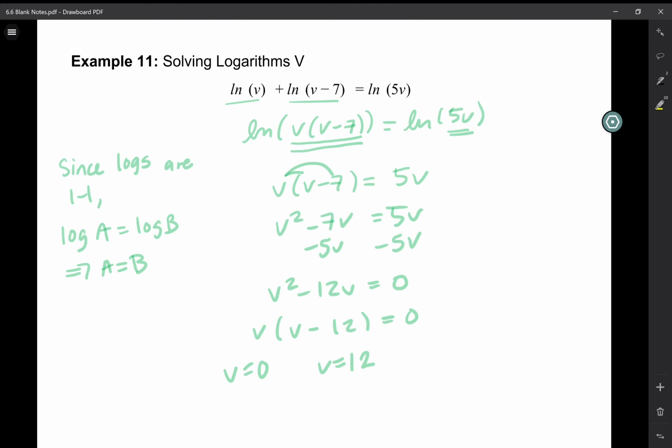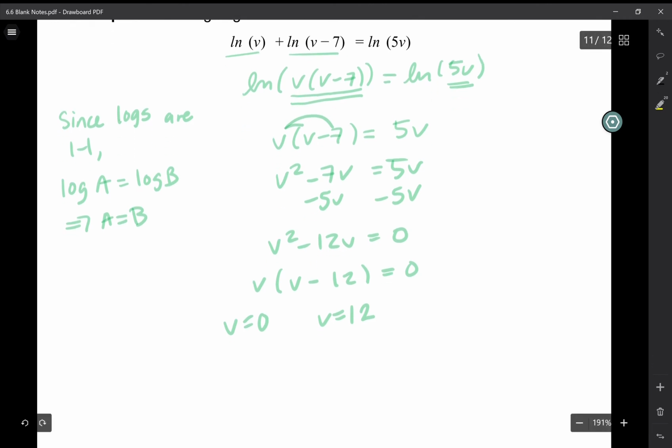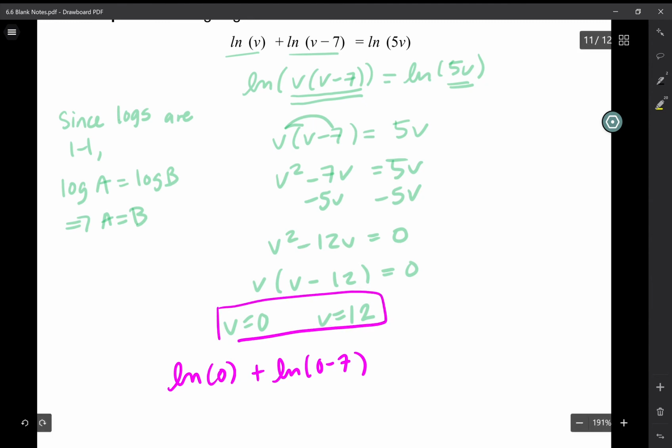All right, let's take a look. Natural log of 0 plus natural log of 0 minus 7. I think you could already tell that this 0 is going to be a problem, because we can't take the natural log of 0, and we can't take the natural log of 0 minus 7. There's no point in even continuing because this is not in the domain. So that one is not going to work.